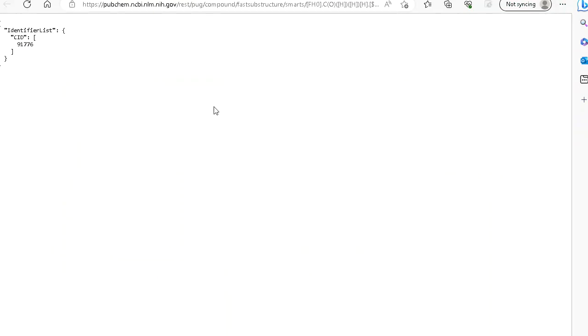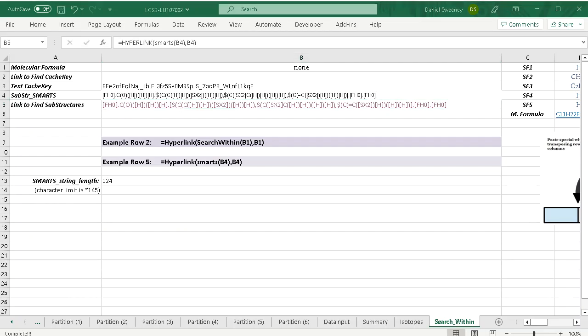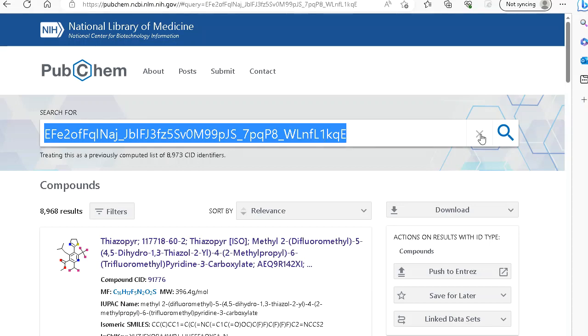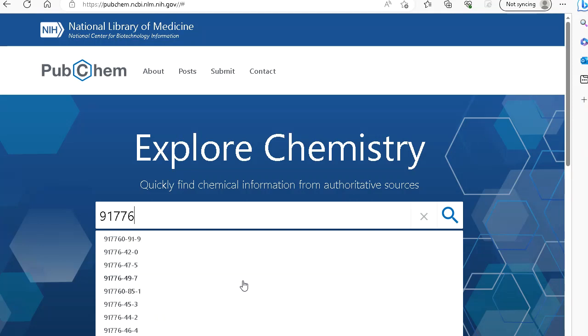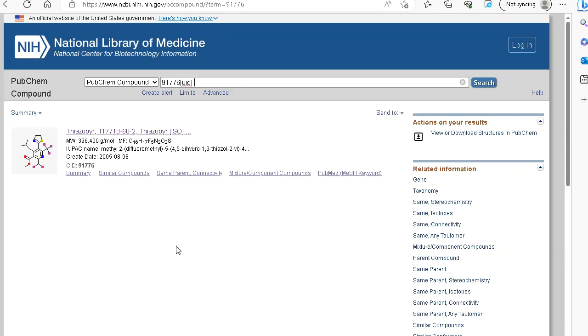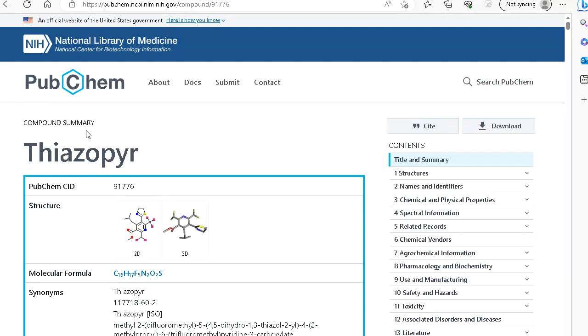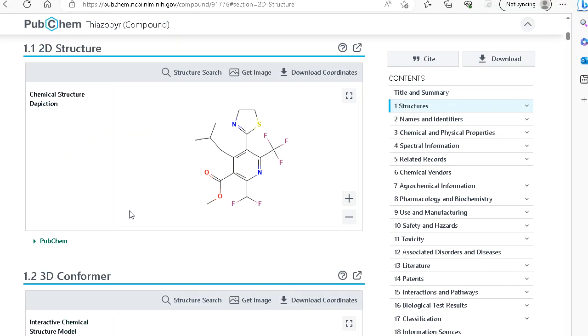Okay, so because of that text cache key, it just searched those 8,900 compounds, and it's saying that this compound is the only one that satisfies all those conditions of mass and subformulas. See if I can get back to the PubChem. Okay. So the compound that fits is thiazopyr. I could say that it's very unusual to limit it down to one compound. Usually you'll get up to 100 or so compounds that may fit all those criteria, and they're usually sorted by PubChem by relevance.